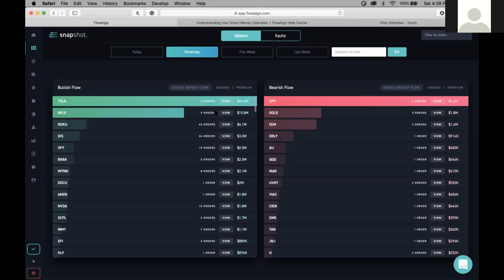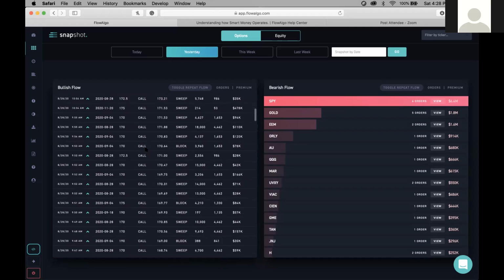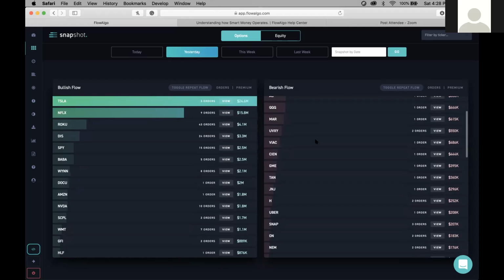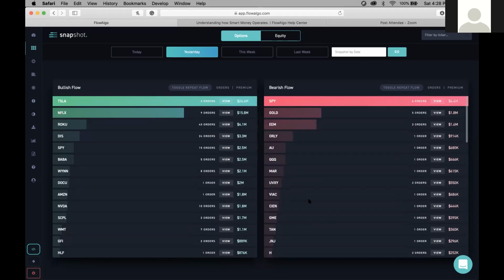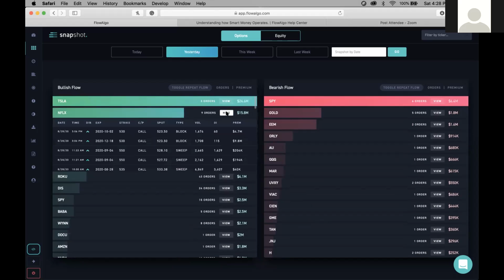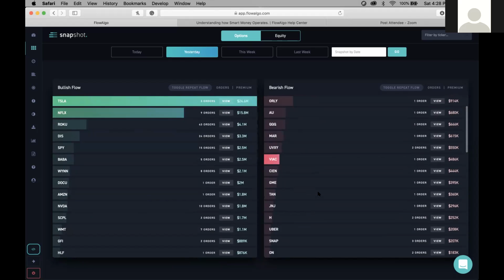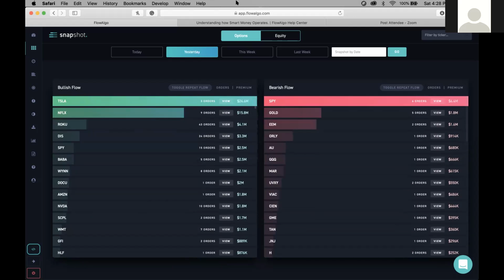But anyway, what you'll see is all of these ranked from highest premium to lowest premium, and you can check all the orders individually. On Roku, you see all these calls here, and if you compare it to the put side, you don't really see any Roku. So to me, it seems people are bullish on Roku and bullish on Netflix, two streaming services that usually go hand in hand. Same thing with Netflix on the call side and no Netflix on the bearish side. So it gives you an idea of what's going on.